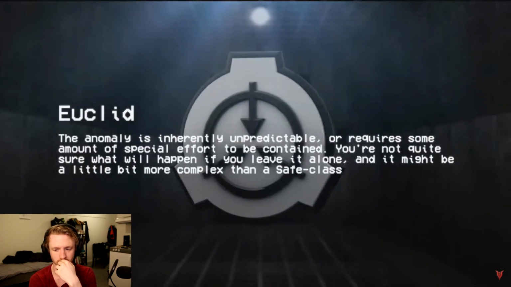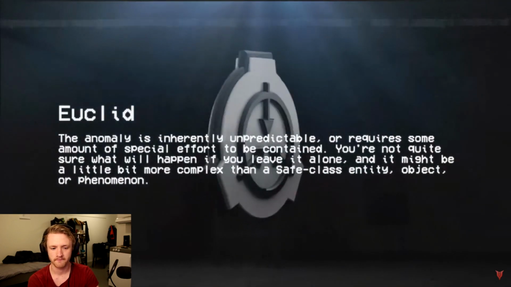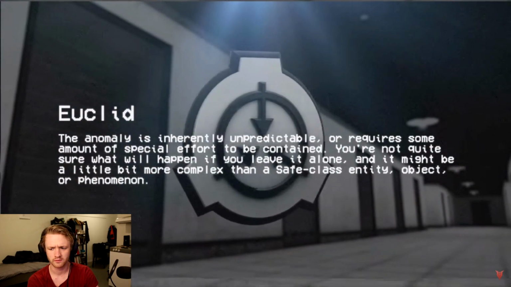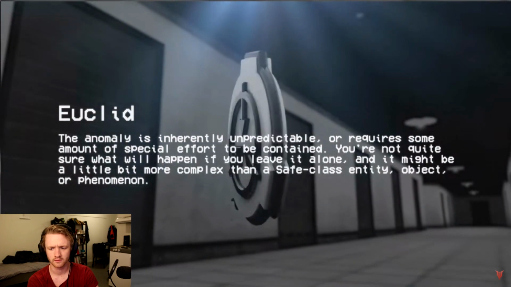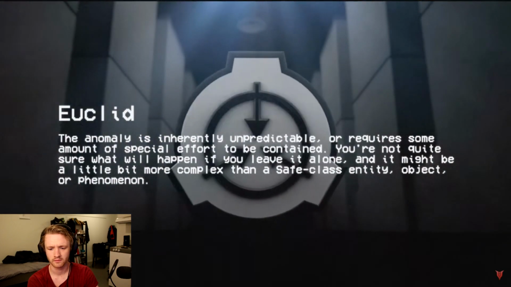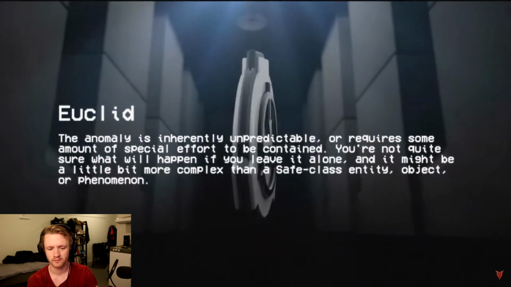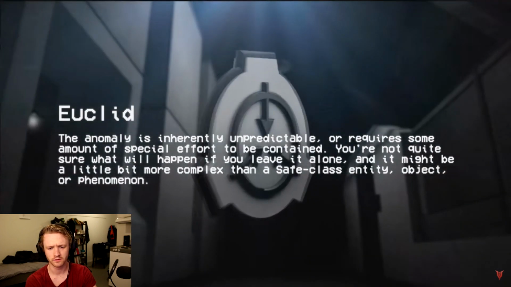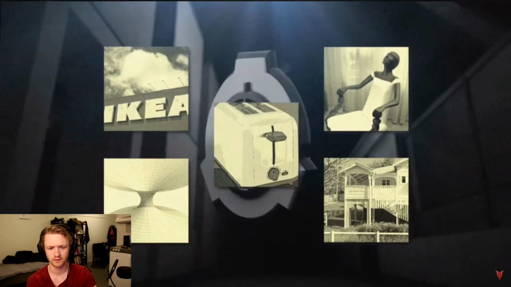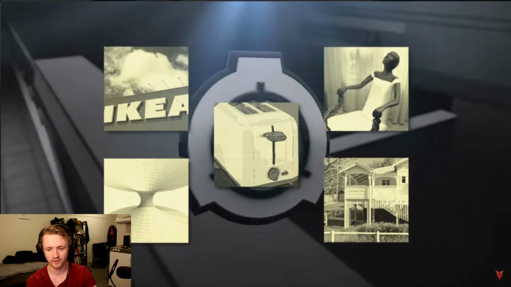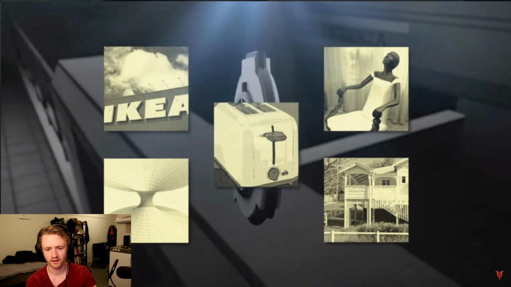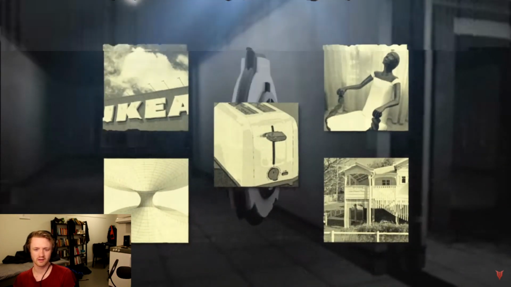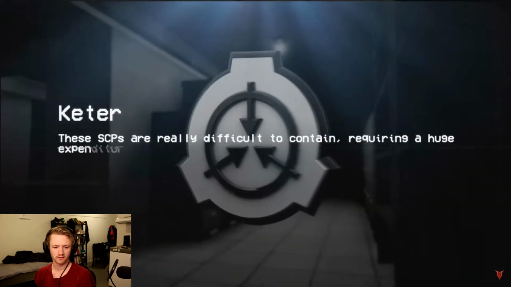Next, Euclid. The anomaly is inherently unpredictable or requires some amount of special effort to be contained. You're not quite sure what will happen if you leave it alone, and it might be a little bit more complex than a safe class entity, object, or phenomenon. Some notable examples of Euclid class SCPs are SCP-3008, SCP-426, is that IKEA? SCP-1171, SCP-3001, IKEA as an SCP? SCP-1609. Wait, what?